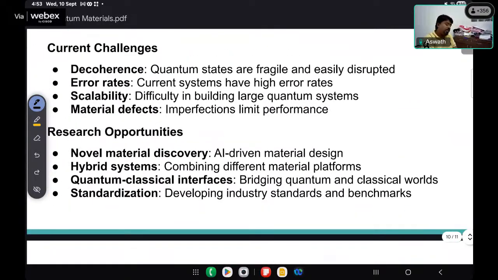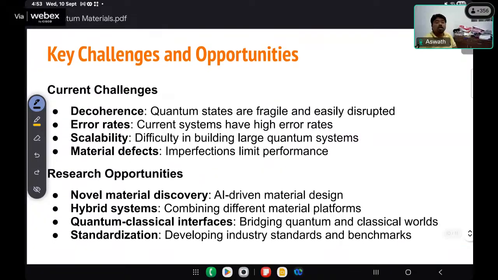So some of the key challenges, if you just notice: decoherence, error rates, scalability, and material defects. These are the challenges one has to address through study. And research opportunities: novel material discovery, and hybrid systems, like somebody was pointing out earlier. A combination of different hybrid qubits together can have better scalability. Quantum classical interface, hybrid neural networks they call, in quantum machine learning. So by doing it, we can have better results.